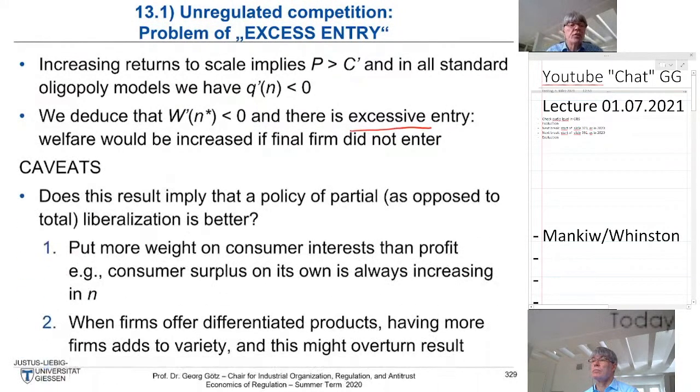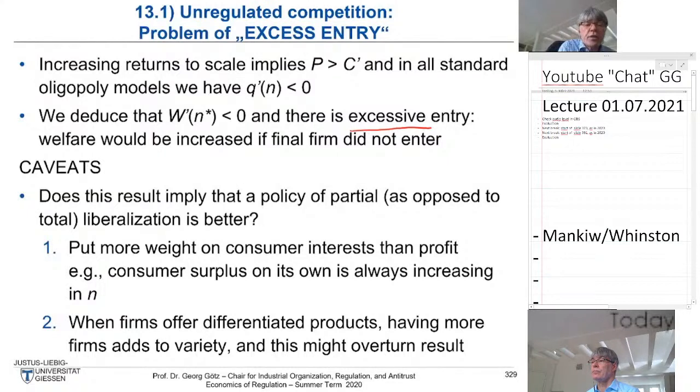Of course, there are two things here. Does this result mean that we should put up barriers to entry? Is a partial liberalization better than a total liberalization? Yeah, it depends. If you assume alpha is equal to 0 and have a simple consumer welfare approach, consumers always gain because prices go down. Okay, there's a long discussion about what the right kind of welfare measure is. In regulation, it's clear, but in antitrust, it's not so clear.